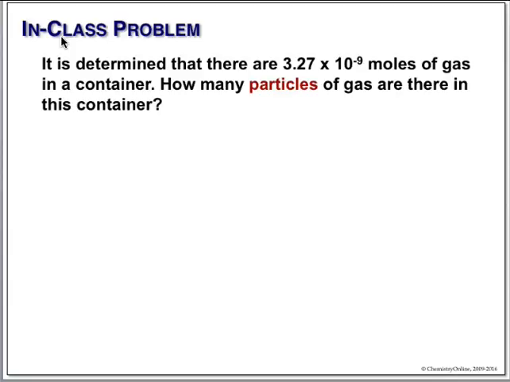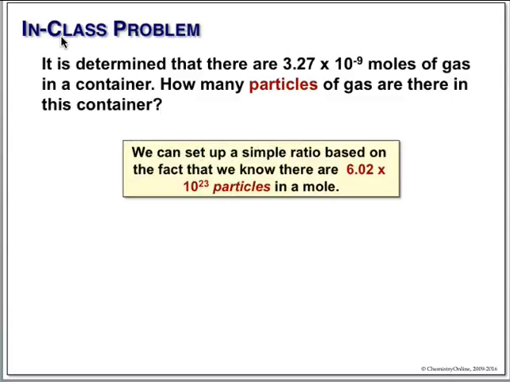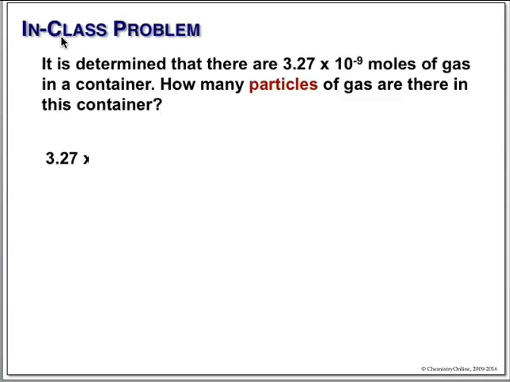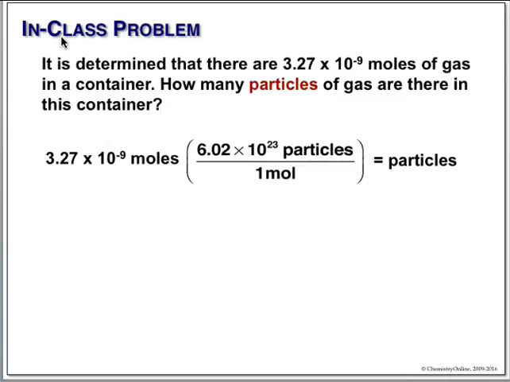Here we have 3.27 times 10 to the minus 9 moles. How many gas particles are there? Well, how many gas particles in one mole? 6.02 times 10 to the 23rd, right? So once again, let's just set up a simple ratio. Our number of moles here is our given. We know that there are 6.02 times 10 to the 23rd particles per mole. So we can just write it this way. We have 3.27 times 10 to the minus 9 moles. We know that there are 6.02 times 10 to the 23rd particles in one mole. Moles cancel, and we're left with particles.